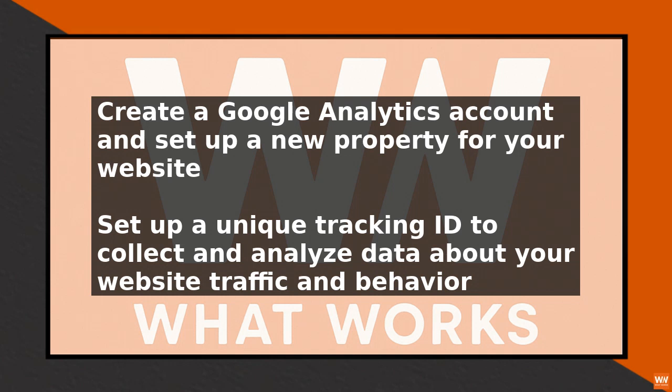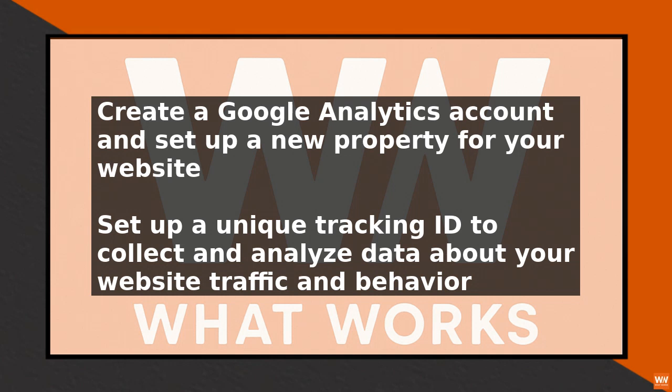First, create a Google Analytics account and set up a new property for your website. This will generate a unique tracking ID that you will use to collect data. The tracking ID is usually in the format UA-XXXXXX and is used to identify your website and distinguish it from others.